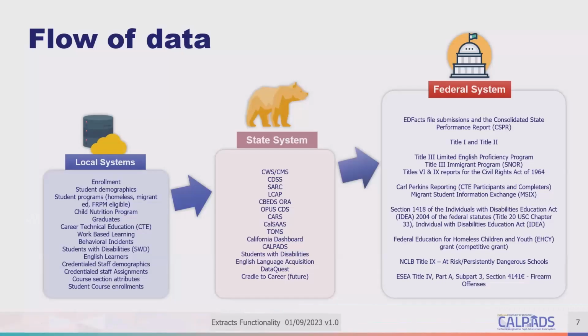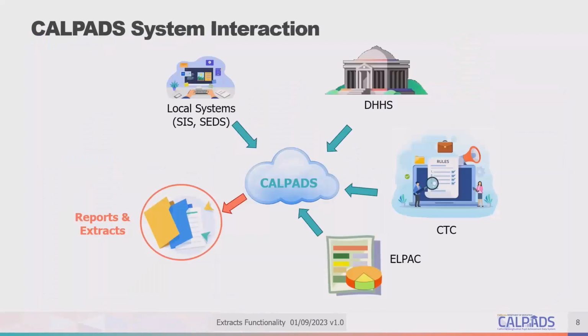Overview. In CALPADS, the general flow of data begins at the local level and moves from the state to the federal system. While we think of the flow of data in CALPADS, it's easier to focus on the input. However, there are mechanisms in place to view and extract data in the CALPADS. Primarily, these are reports and extracts.